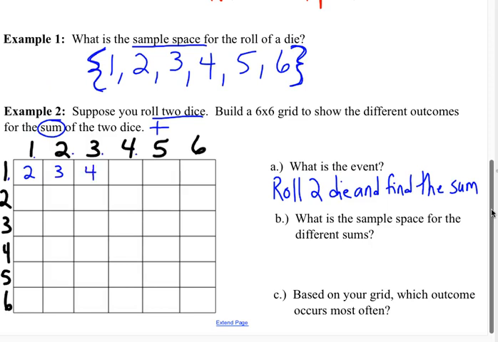And the nice thing about making a chart or a grid is that sometimes when you're organized, you can recognize patterns and you can do things a lot quicker. As we follow this across, 2, 3, 4, 5, 6, 7, it also follows the same pattern going down. 1 plus 2 is going to be 3. 1 plus 3 is 4, 5, 6, 7, etc. I'm going to pause the video for a moment to let you finish filling out the grid, and then we'll answer parts B and C.